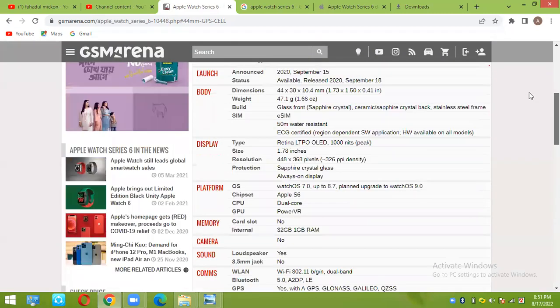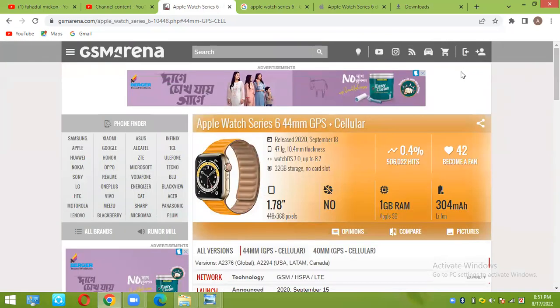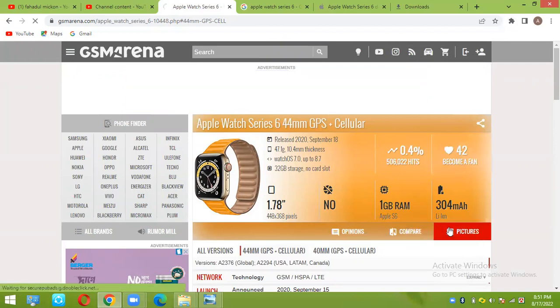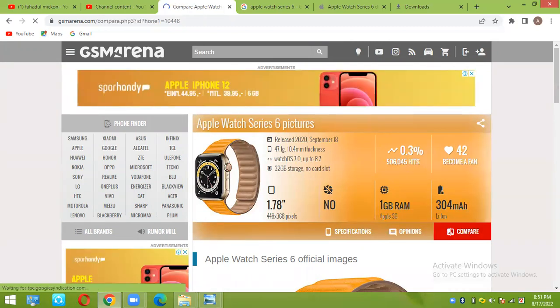Let's move on and let me tell you about the Apple Watch Series 6 from myself. We gathered some knowledge from the website, and now I will tell you for myself. First, I would like to show some pictures of the Apple Watch Series 6 with you, so you can follow my topic and my discussion better. Let's check it out.